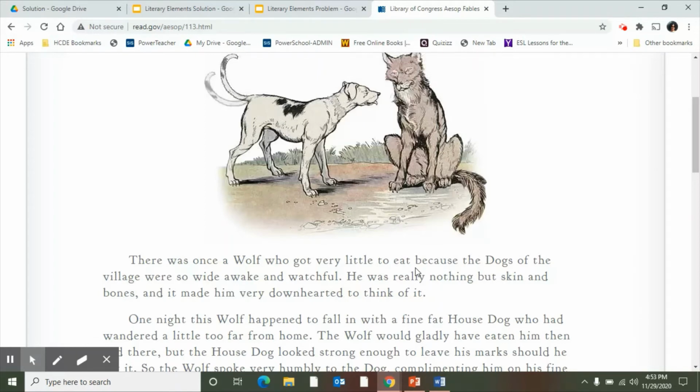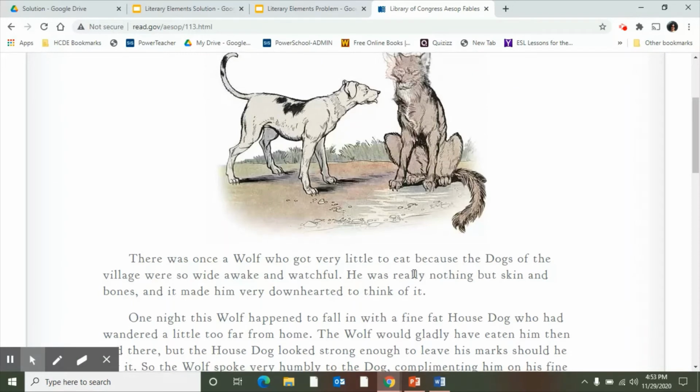Now, there are different problems. Remember, another problem could be that it has no home, right? It's a wild wolf, so nobody's feeding it. Okay, so different things. Let's go ahead and continue reading.